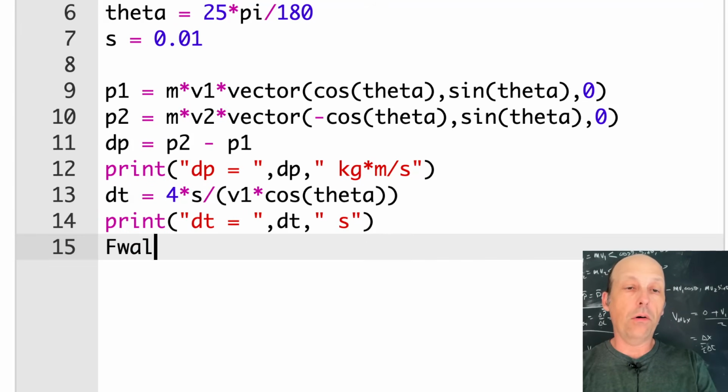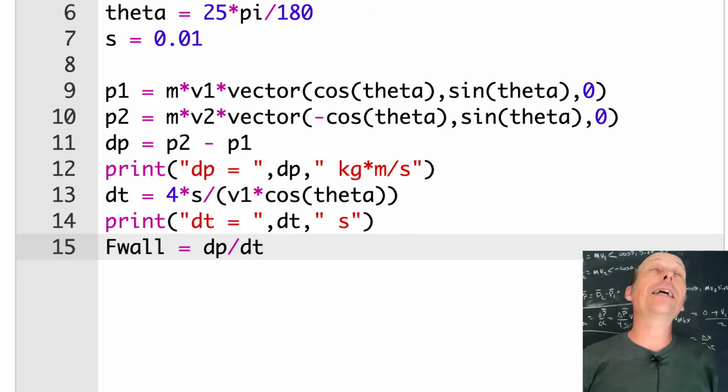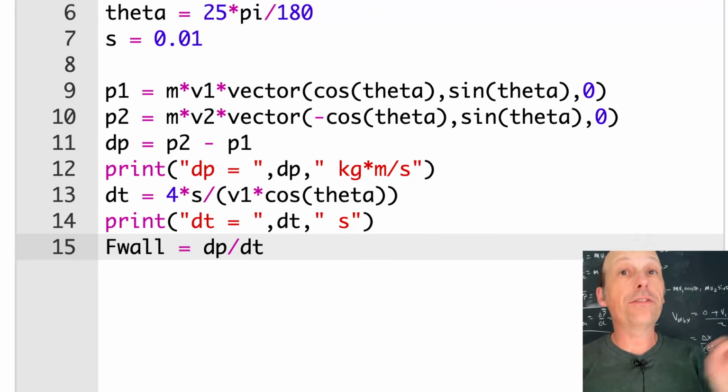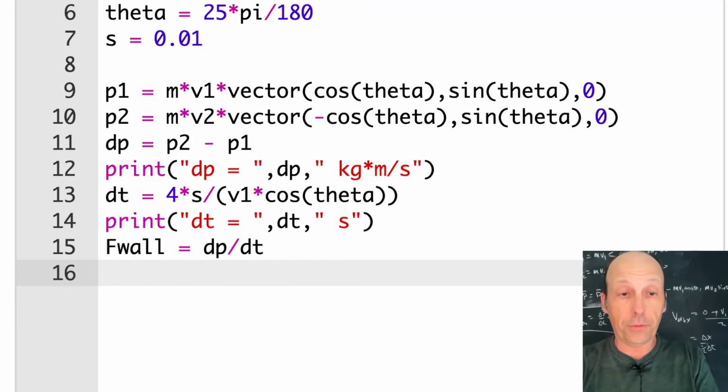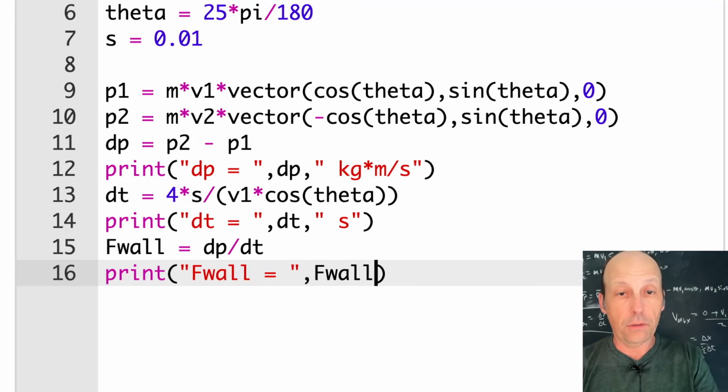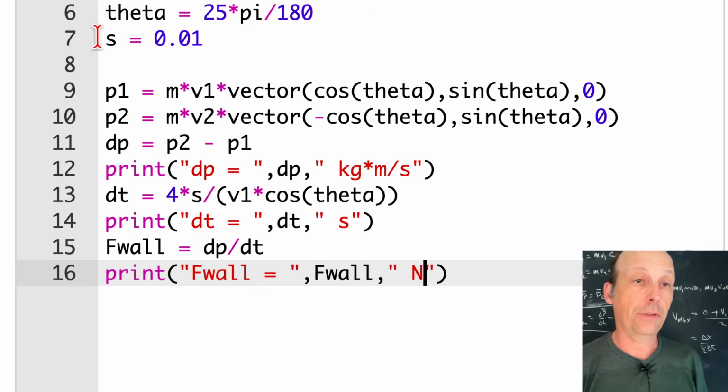Now I can calculate fnet. I'll just call it fwall. It's going to be equal to dp divided by dt. You see how nice that makes it when we use Python? We have all these numbers, but we calculate them as separate variables, and then we can just put it in a very simple thing like that. And I'm going to print it, and that will be the answer. Fwall equals Fwall in newtons. And I'm going to run it.